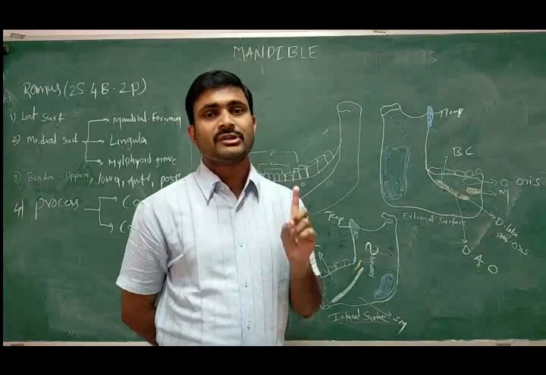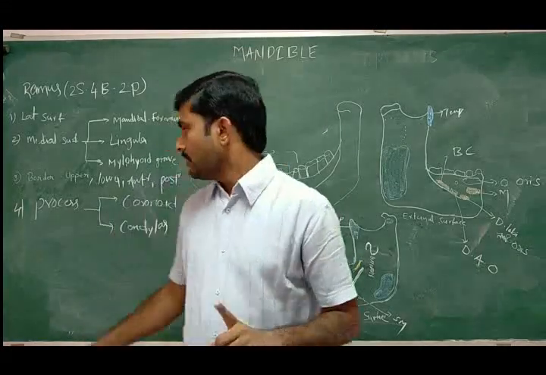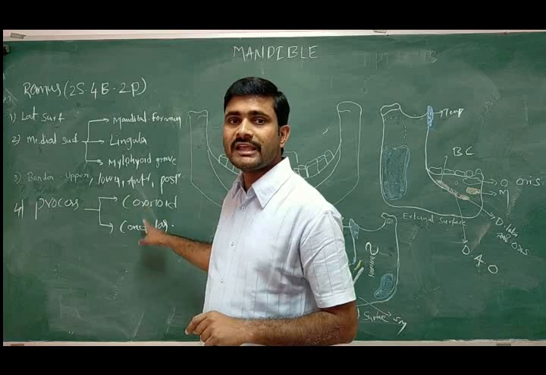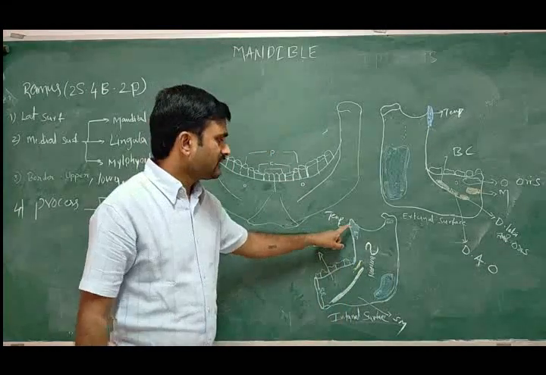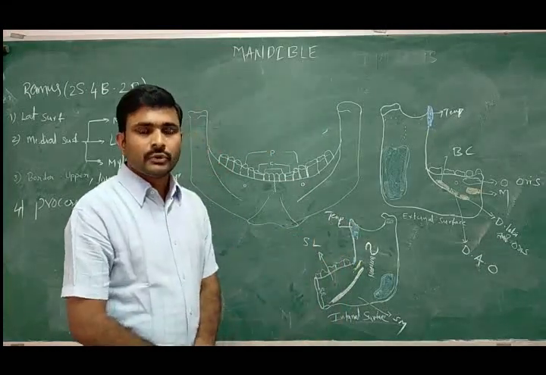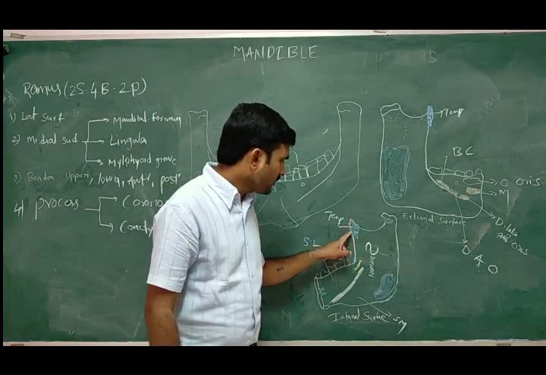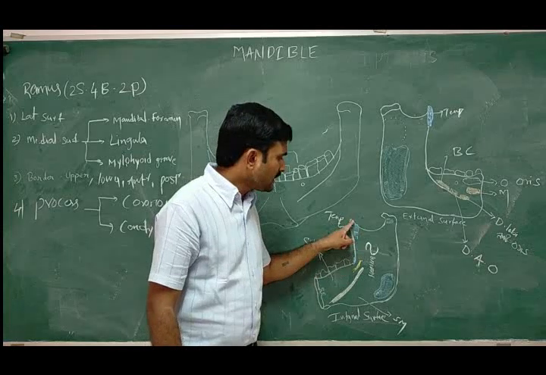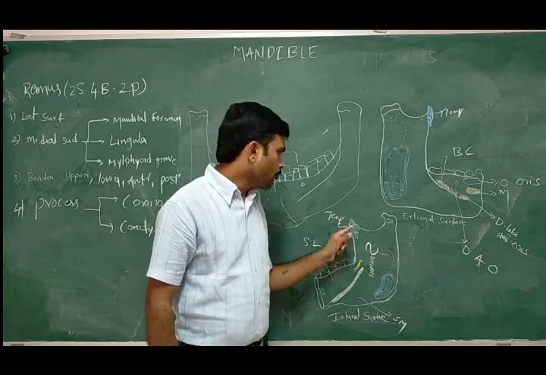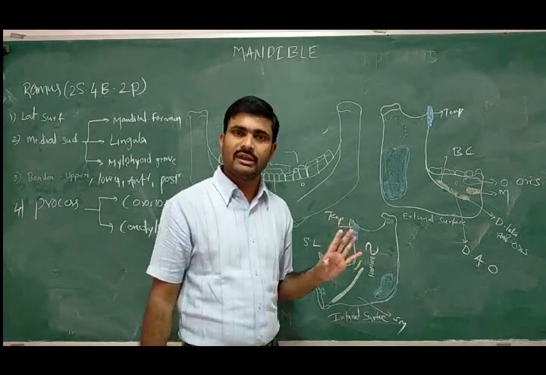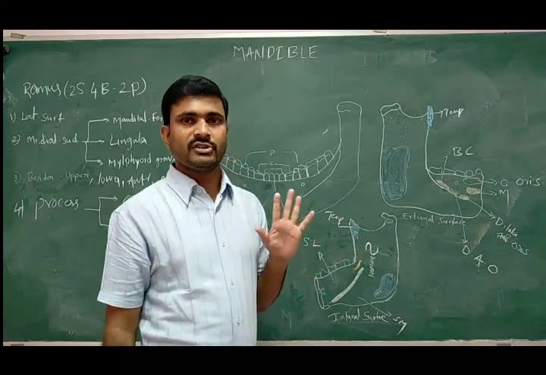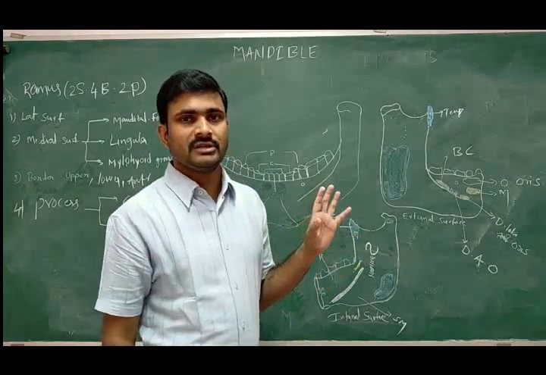Let's discuss the two processes. One process is the coronoid process. The second one is the condylar process. This is the coronoid process. The coronoid process is a bony projection, anteriorly continuous with the anterior border, posteriorly continuous with the upper border. One muscle gets inserted. That muscle is the temporalis. This is about the coronoid process.